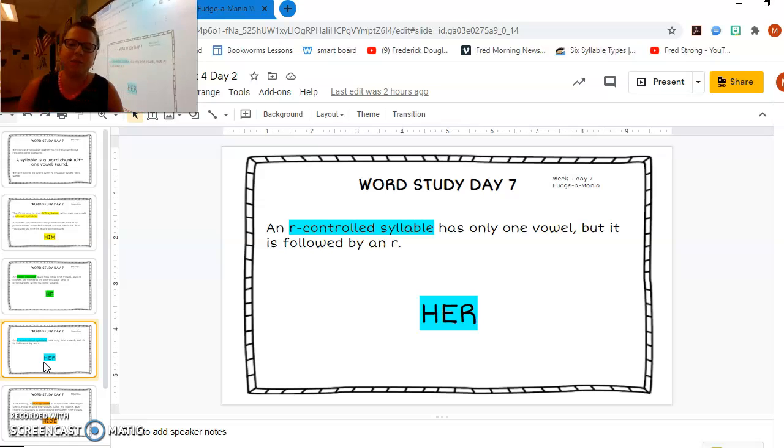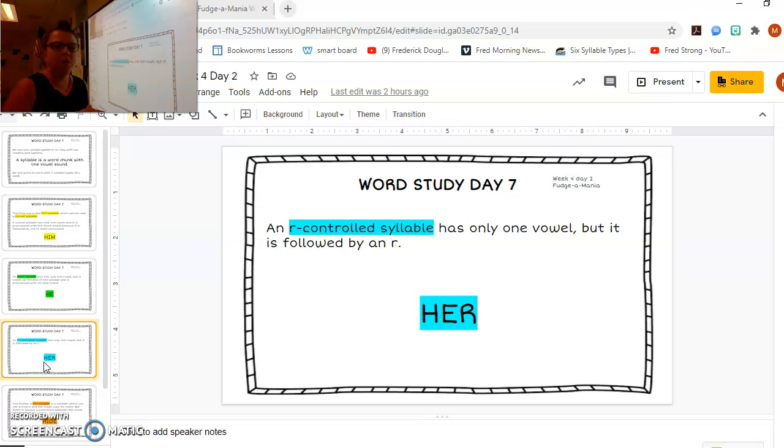Then we have the third type of syllable, R-controlled. That's the one that has one vowel and it's always followed by an R, like in the word her, H-E-R. The E is followed by the R.